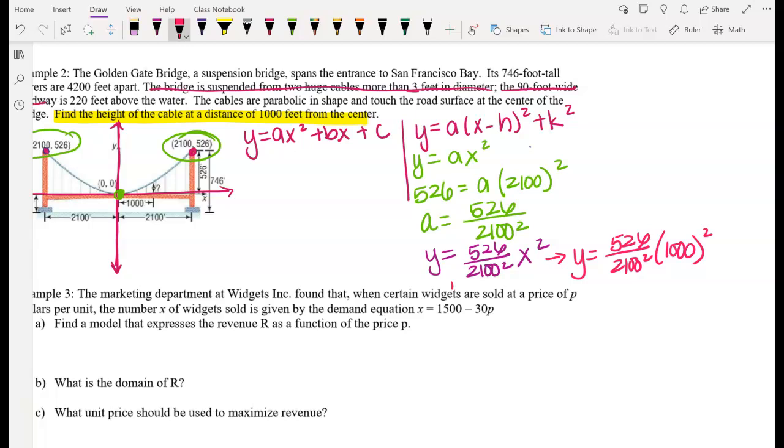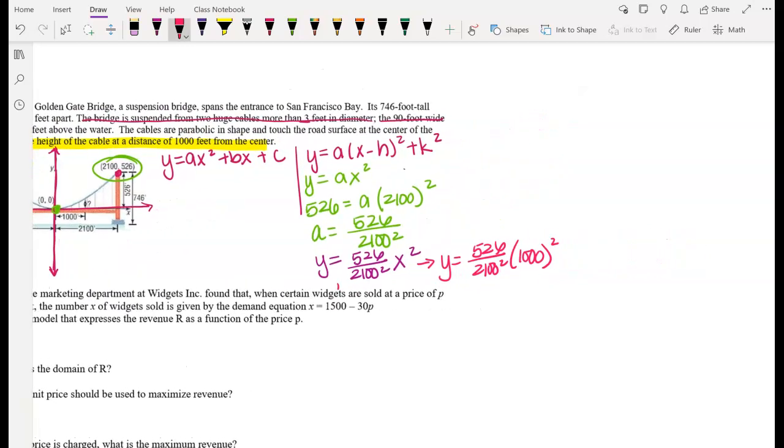So it says, find the height of the cable at a distance of 1,000 feet from the center. So did you find the answer? Did you guys get 119 feet? Okay, hopefully we have matching answers here.